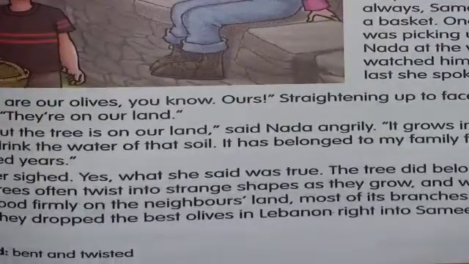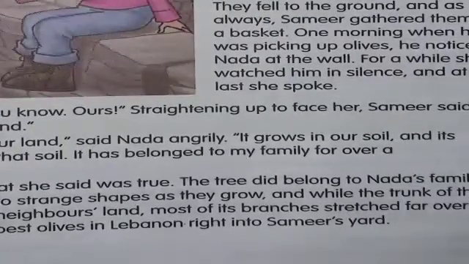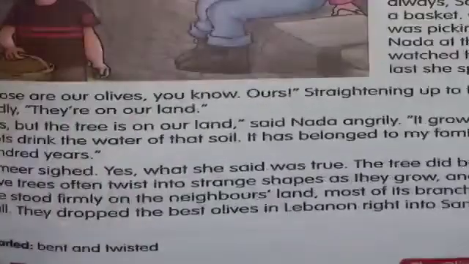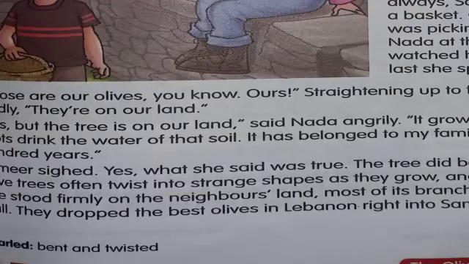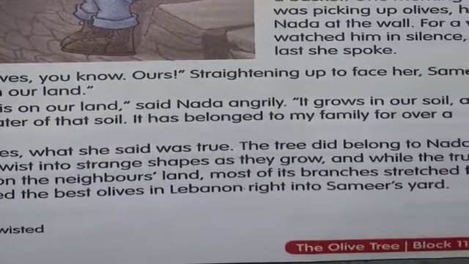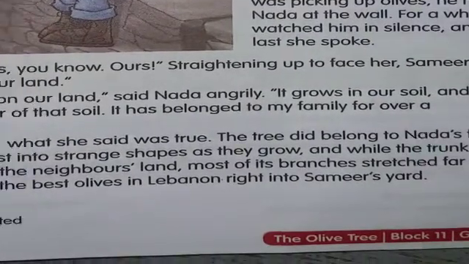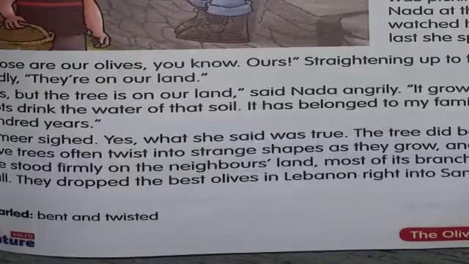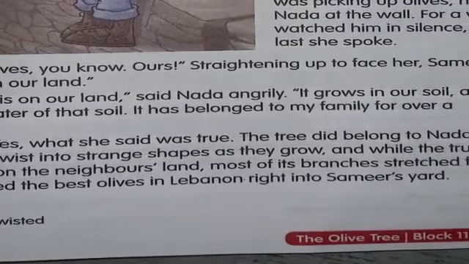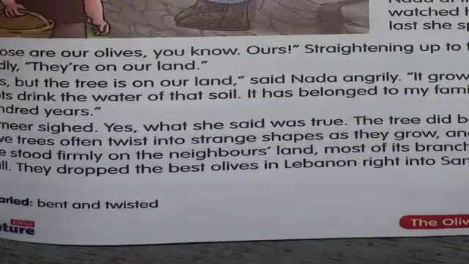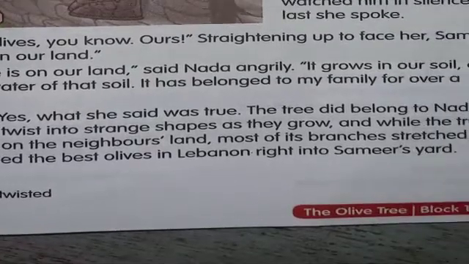"Those are our olives, ours." Straightening up to face her, Samir said coldly, "They are on our land." "Yes, but the tree is on our land," said Nada angrily. "It grows in our soil, and its roots drink the water of that soil. It has belonged to my family for over 100 years." Samir sighed. Yes, what she said was true. The tree did belong to Nada's family.